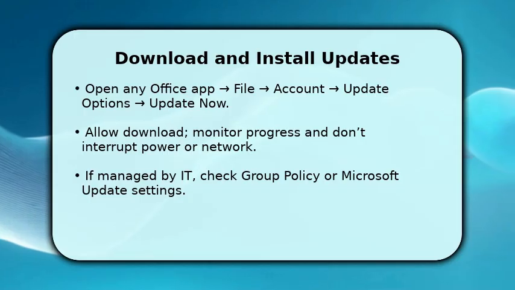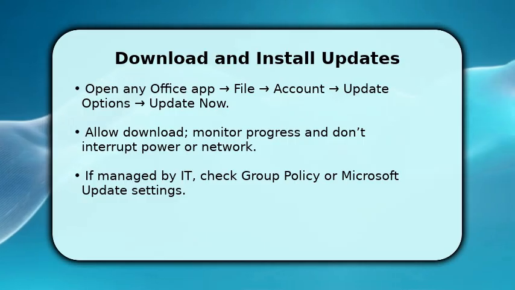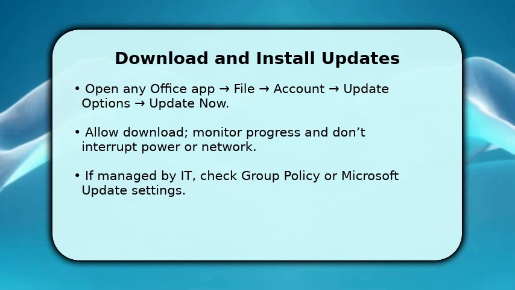While downloading and installing, keep the PC powered and online. Pausing or cutting power can corrupt installations. If you see errors or no updates, make sure Windows Update and Microsoft Update Service are enabled. Or if an IT policy controls updates, contact your admin before forcing changes. Let the process finish completely.